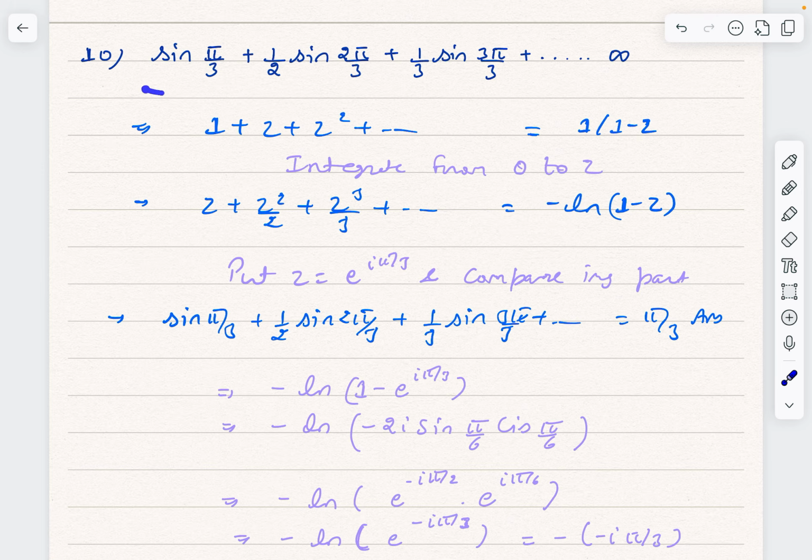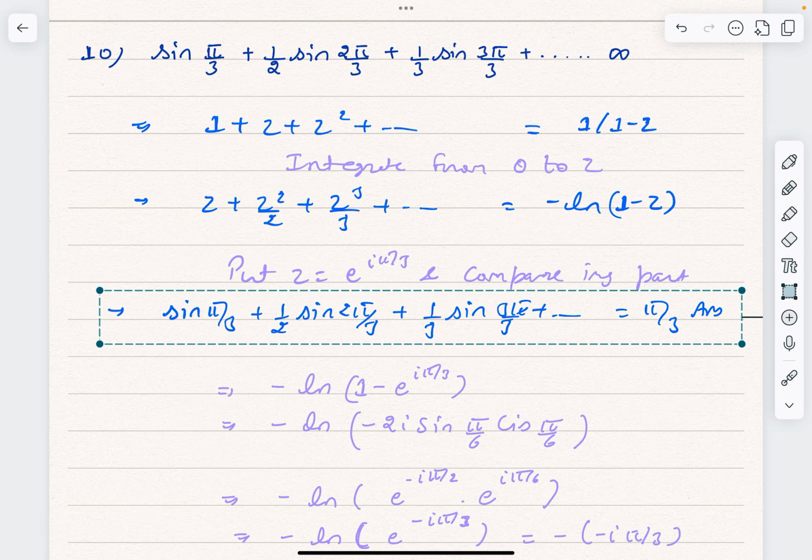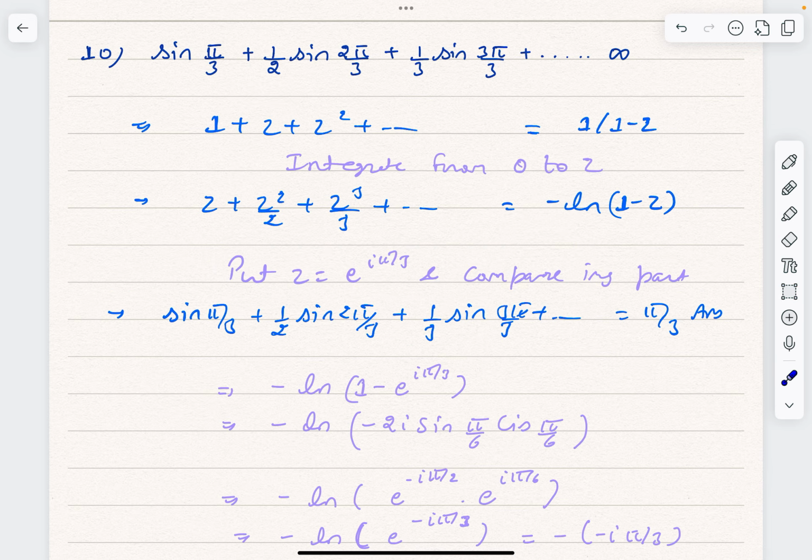Now, to find this, you put z equal to e iota pi by 3 and compare the imaginary parts. So when you put it, you get cis pi by 3, cis 2 pi by 3 by 2, cis 3 pi by 3 by 3. The imaginary part will be sine pi by 3 plus half sine 2 pi by 3 plus 1 by 3 sine 3 pi by 3 and so on. On the right side we get pi by 3 only.